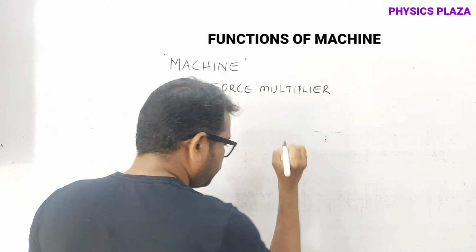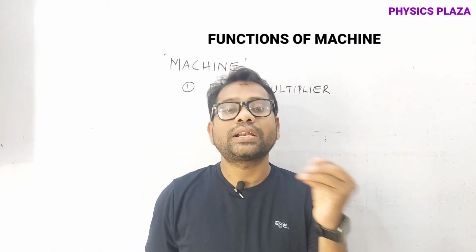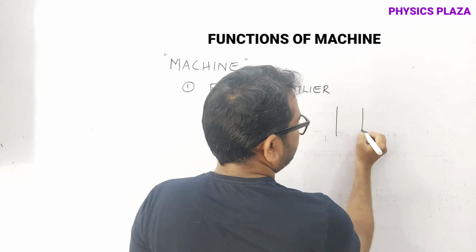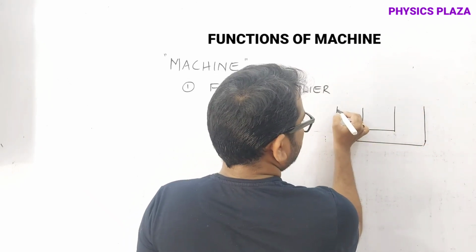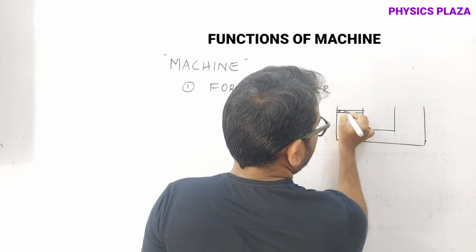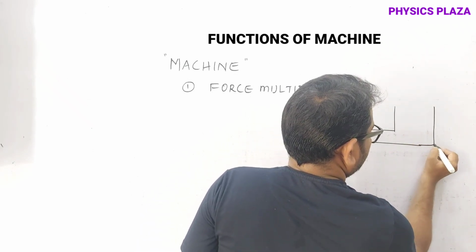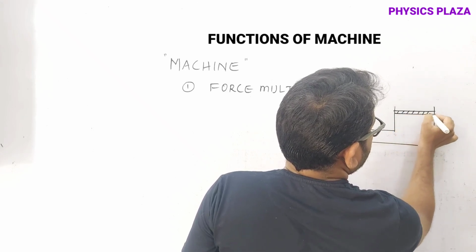What is meant by a force multiplier, children? In 9th class, we learned about the hydraulic machine. Let me tell you. The hydraulic machine will be like this. Here is a piston of smaller cross section, and here is a piston with a bit larger cross section.